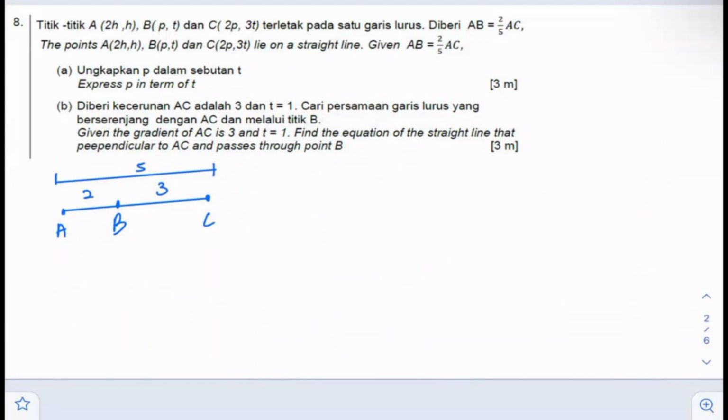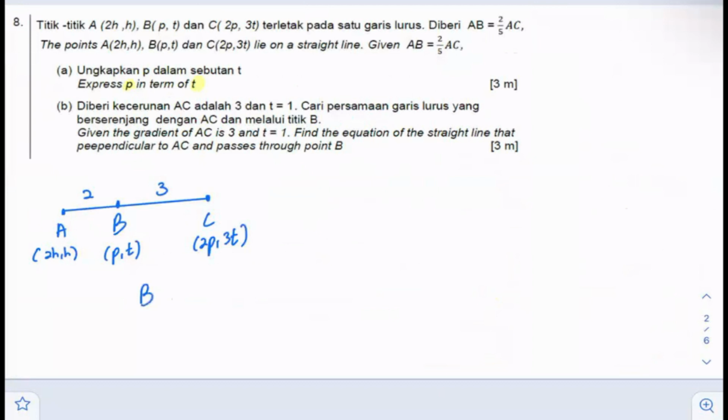In order to express P in terms of T, we need to put the coordinates of A, B, and C into this drawing. So A is (2H, H), B is (P, T), and C is (2P, 3T). As we already have the ratio 2 to 3 for AB to BC, we can use the third formula in the previous slide.